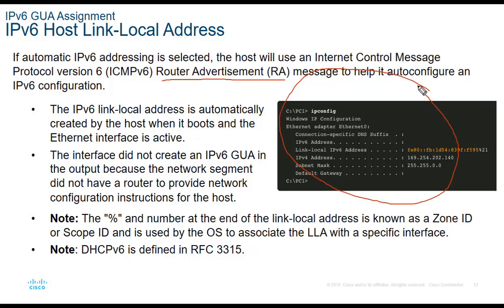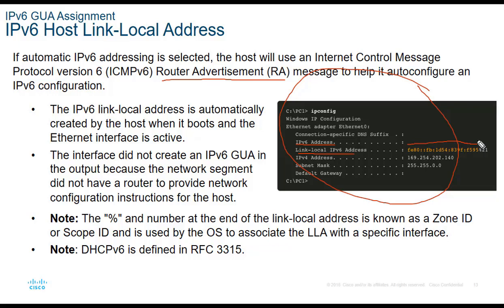An example is provided here. You can see that the interface did not create an IPv6 global unicast address, but rather it created a link local address. There's no global unicast. The reason is that in this example, the network segment does not have a router to provide network configuration instructions for this host. So what does this mean?